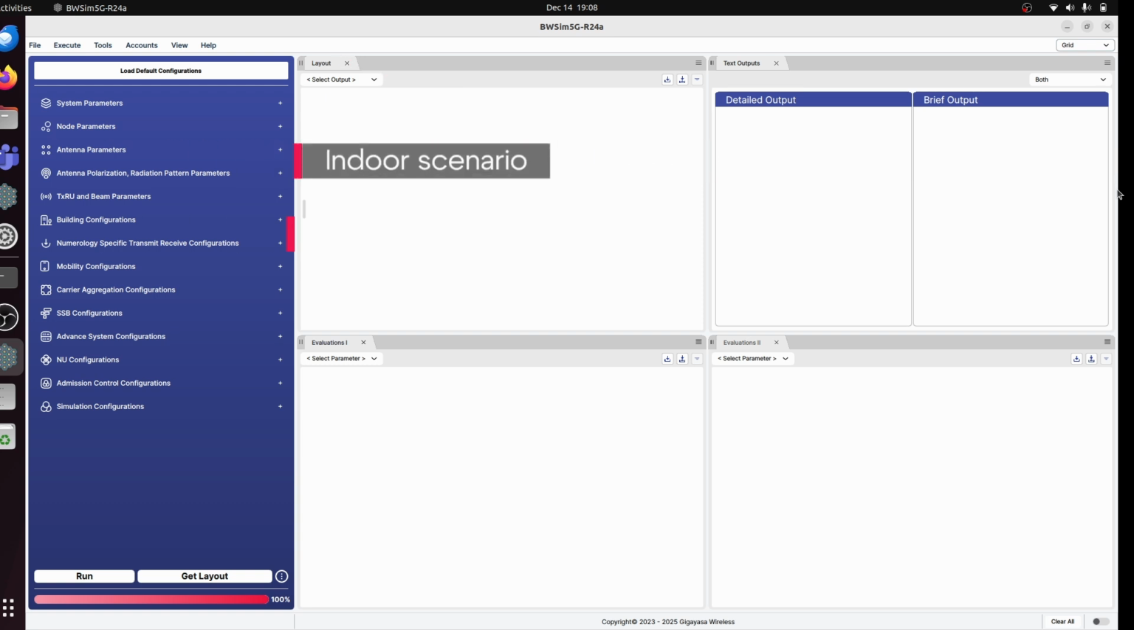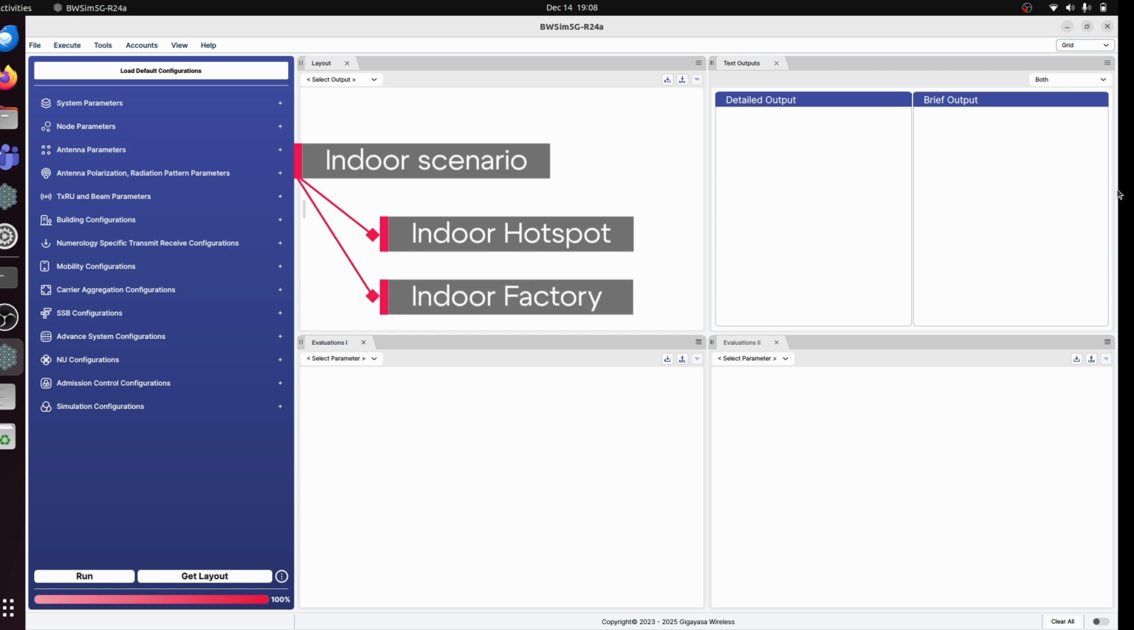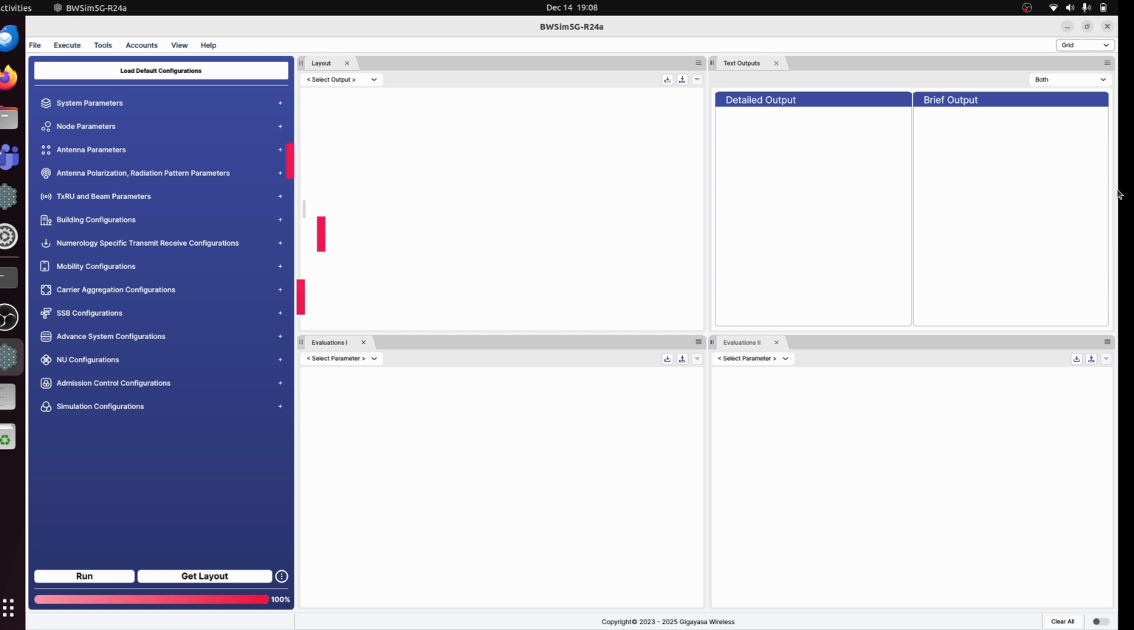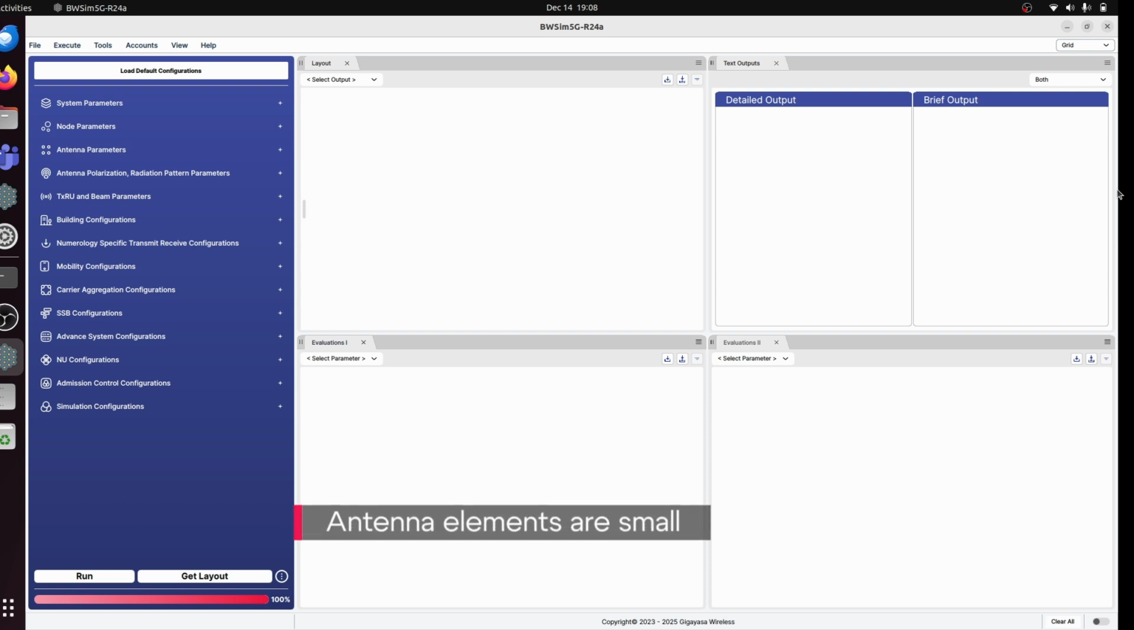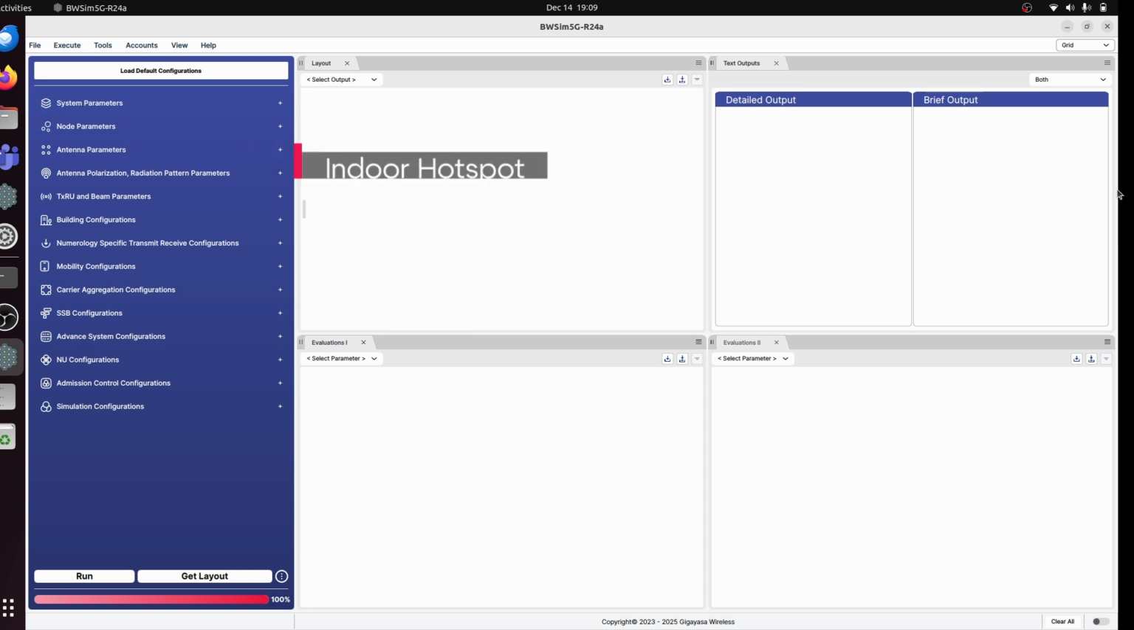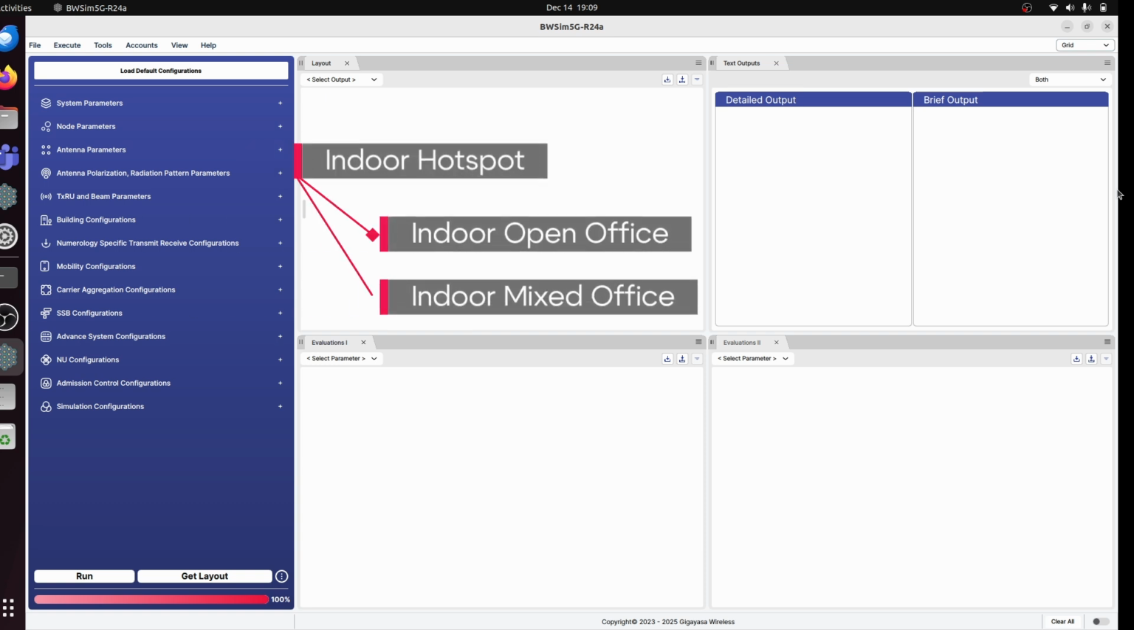In 3GPP, indoor scenarios are categorized into two types. Either they can be indoor hotspot or they can be indoor factory. The indoor hotspot encompasses residential areas, offices, malls, and shopping complexes where the base station is deployed in such a way that the antenna elements are small and hanging from walls, roofs, or poles. Indoor hotspot is further divided into indoor open office and indoor mixed office.